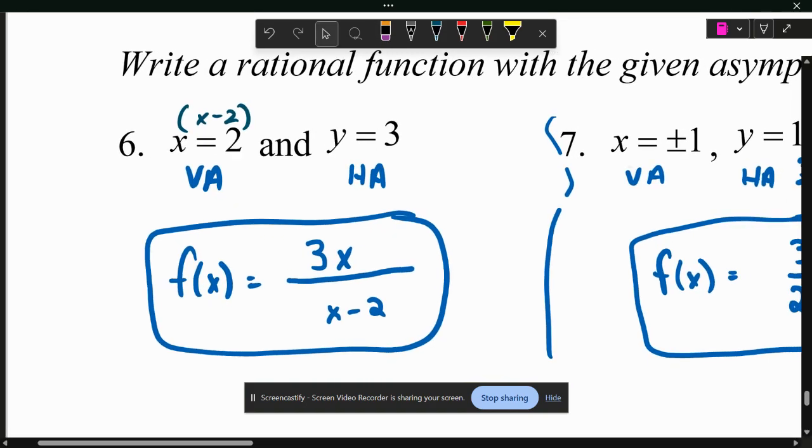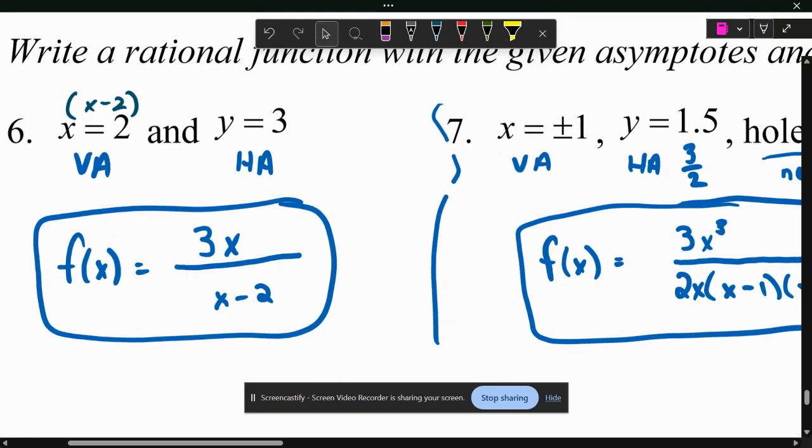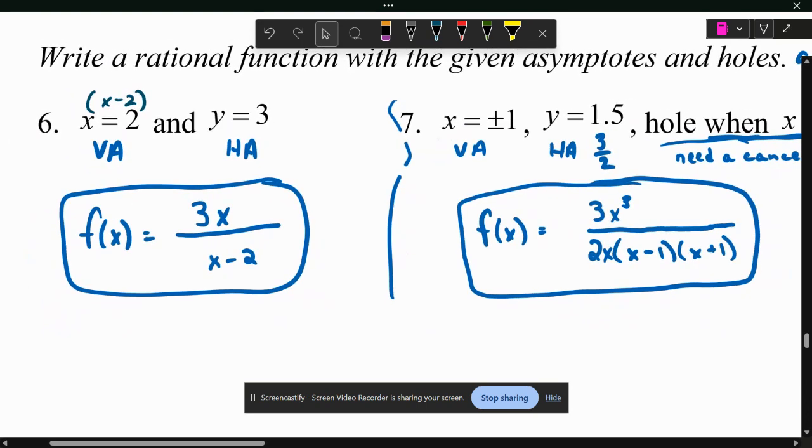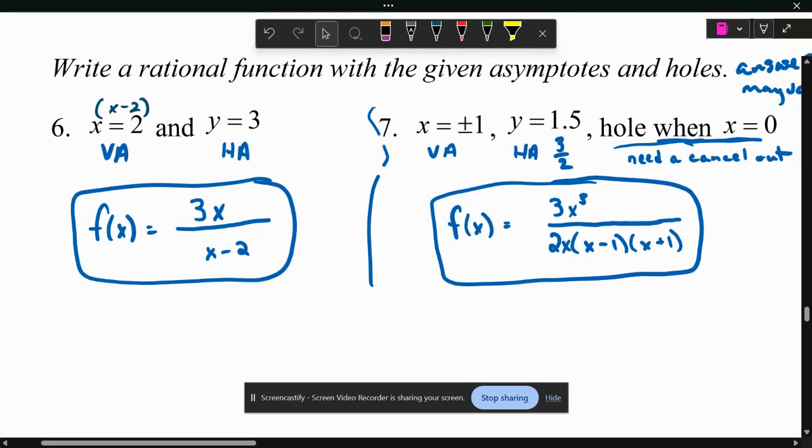All right, so again, x equals is a vertical asymptote, y is equal to is a horizontal asymptote. So take a look at what happens when you add a hole into the equation. So we've got vertical asymptotes at x minus 1, x plus 1. So we would have x minus 1 and x plus 1 down in our denominator. It says you have a hole at 1.5, which is 3 over 2. Or I'm sorry, a horizontal asymptote at 3 over 2. So you'd have 3 over 2 or 1.5.